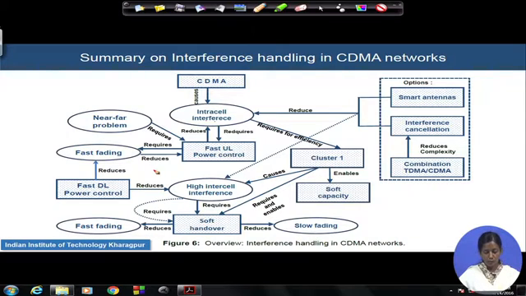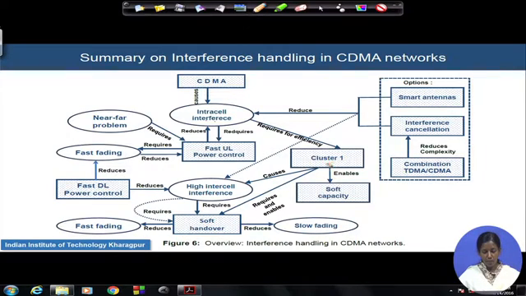And now remember, we talked about the cluster 1 kind of deployment. The deployment of cluster 1 enables the soft capacity. Cluster 1 is essential to increase the efficiency of the network, but to have an efficient deployment of cluster 1, you need the handover. Soft handover is the best one we have seen compared to the hard handover.